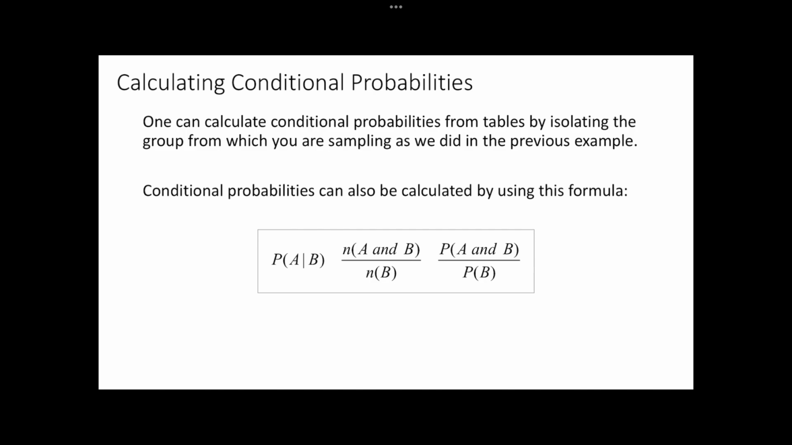So in general, we can calculate conditional probabilities using the formula here on your screen. The probability of A given B is equal to the number of elements in A and B divided by the number of elements in B, which is the same as the probability of A and B divided by the probability of B. This formula is on your formula sheet, and you can use it on the exam.